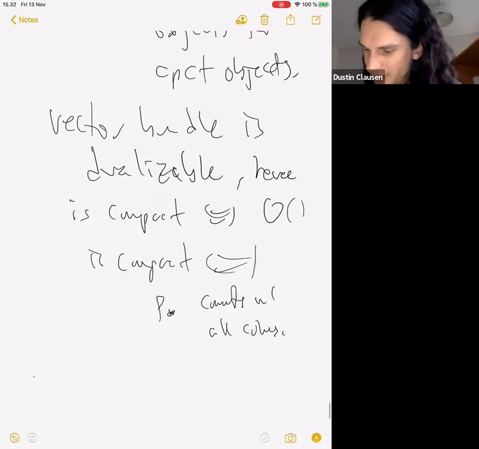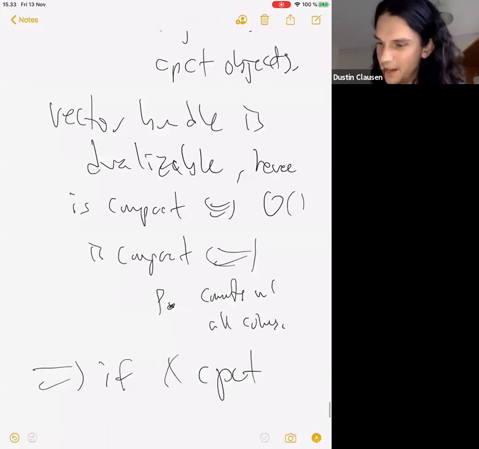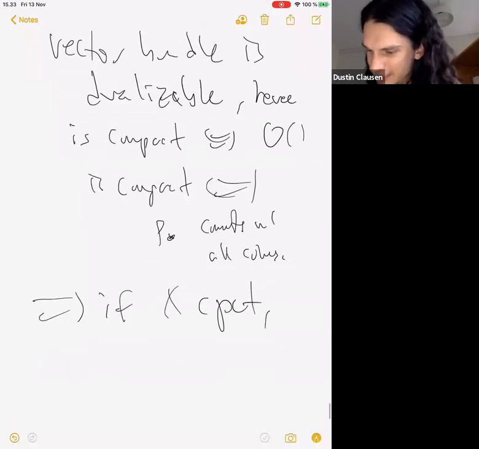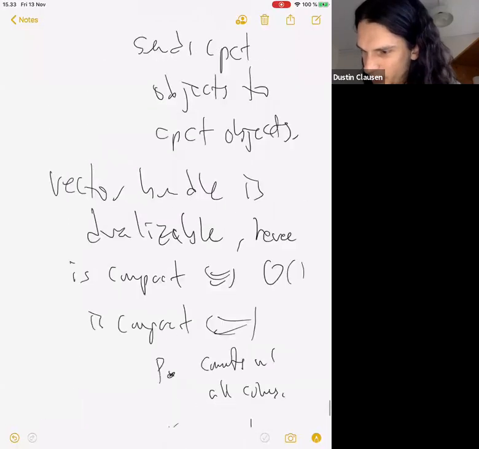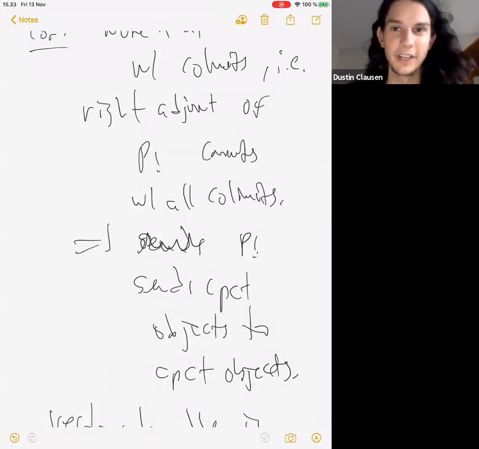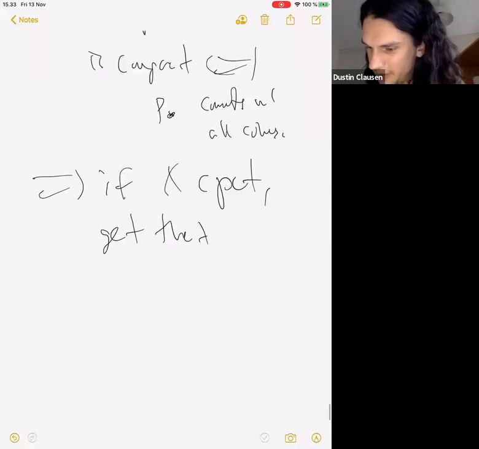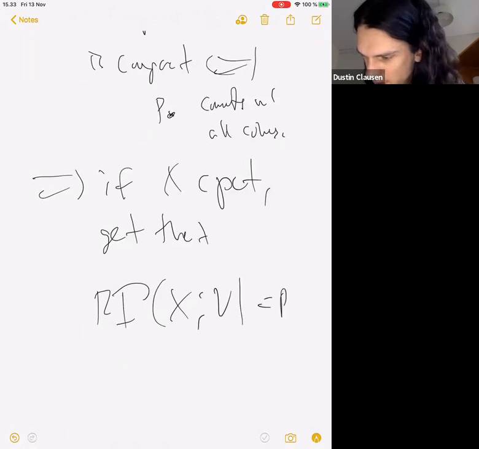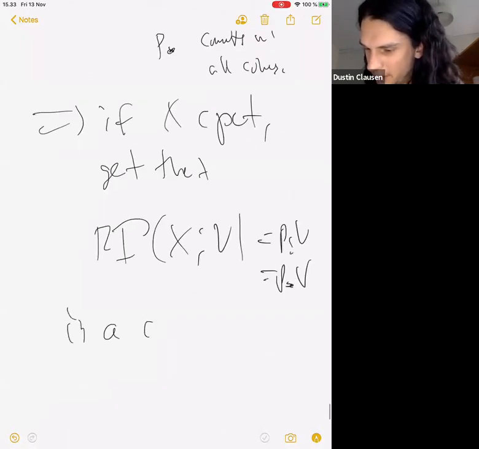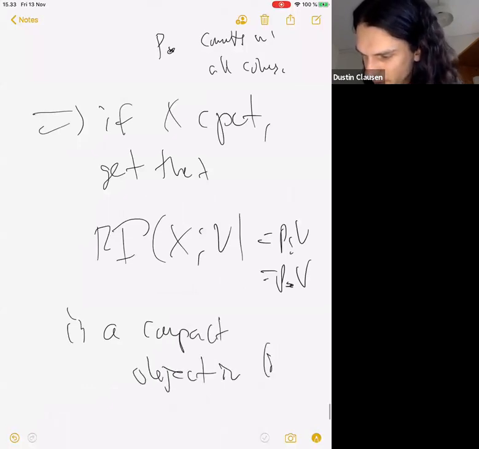So the conclusion is, if P is proper, so if X is compact, well, we get that the lower shriek of any vector bundle, but lower shriek is the same as lower star in the compact case. So the lower star of any vector bundle is a compact object in liquid P.